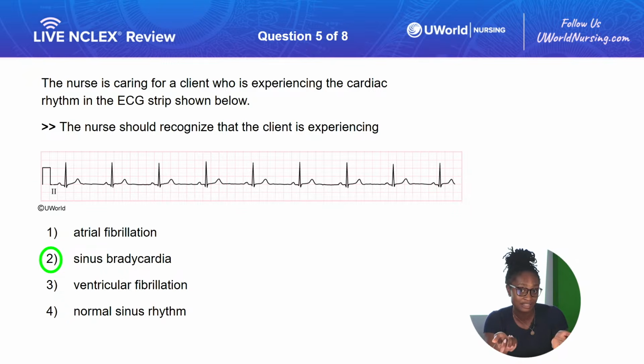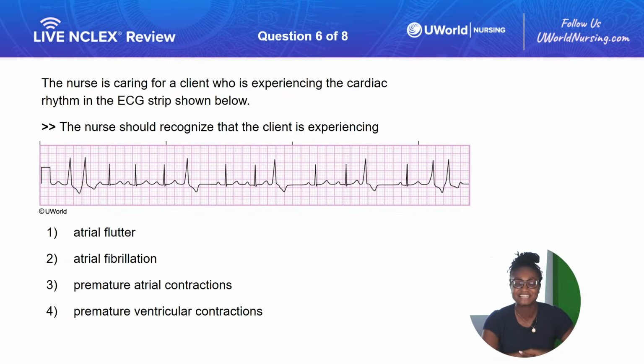But let's calculate the rate. Again, there's 9 QRS waves, so we multiply by 6. 9 times 6 is 54. Again, bradycardic. So sinus bradycardia is our rhythm here. Tricked ya, kind of, maybe not really. I know a lot of you guys got this question right, so good job, guys.